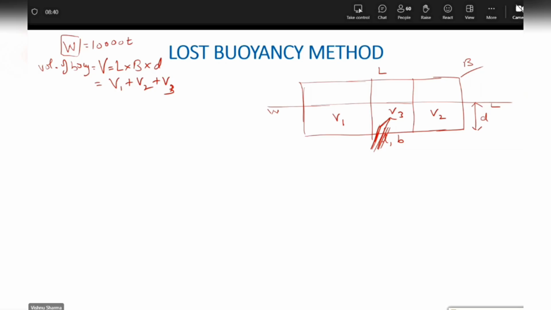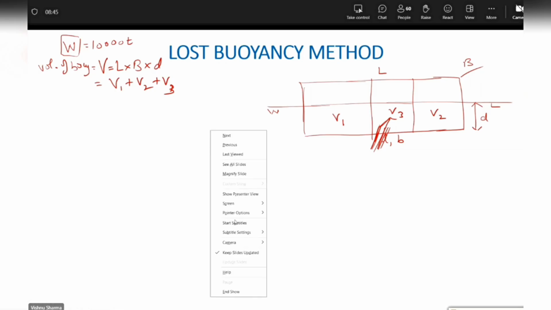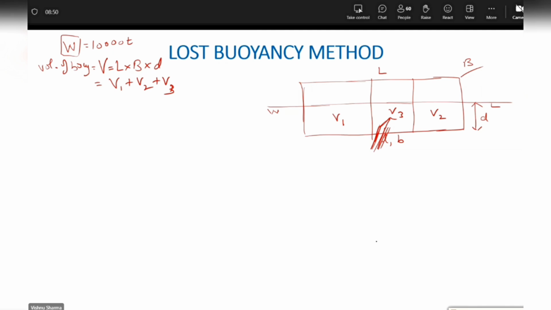Yes, sir. Okay. Now, when the compartment gets bilged, then the water finds its way into this compartment. Very good. Earlier, W and V are in equilibrium before bilging. Why? Because the volume of buoyancy V, which is the sum total of V1, V2, V3, is providing sufficient buoyancy to support 10,000 tons of displacement. Now, what will happen when this compartment gets bilged?